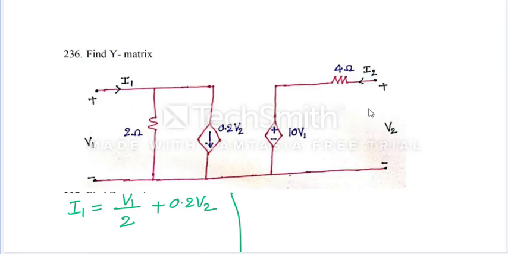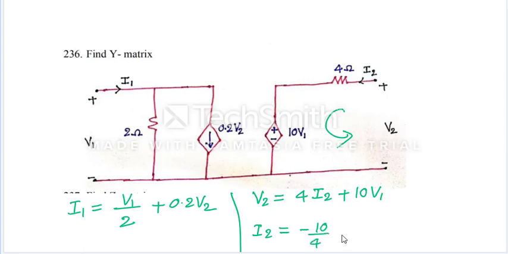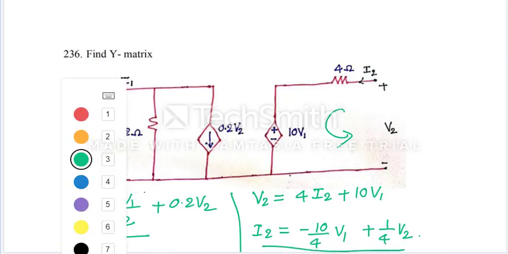Standard equation now. Now here there is no alternative to apply the nodal equations. So let us do mesh equations. Let us apply the KCL here. So V2 I can write it as 4 into I2 plus 10 V1. So I2 I can arrange this equation. I2 which is equal to minus 10 by 4 into V1 plus 1 by 4 into V2. Do check it. Now this standard form of a y parameter equations, isn't it?